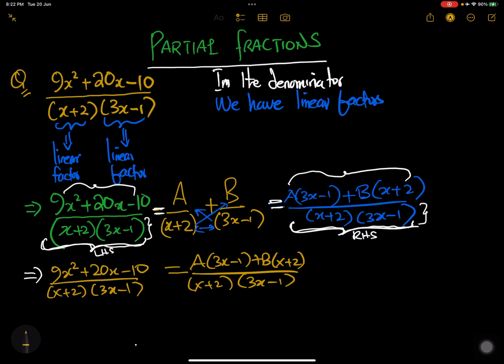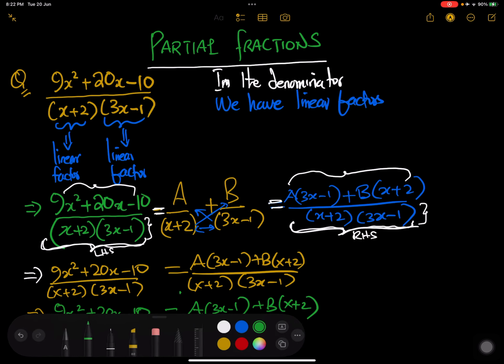That being said, because the denominator is the same, the numerator is also going to be the same. So we're going to have 9x squared, which is the numerator, plus 20x minus 10 is going to be equal to the numerator a into 3x minus 1 plus b into x plus 2, like this. Now, what are we going to do from here?